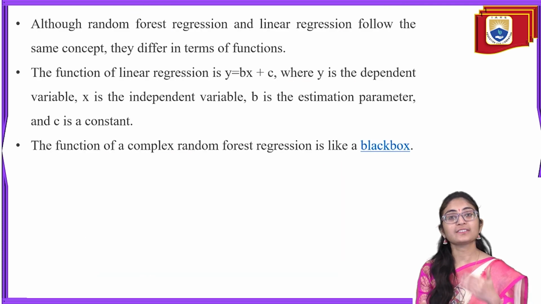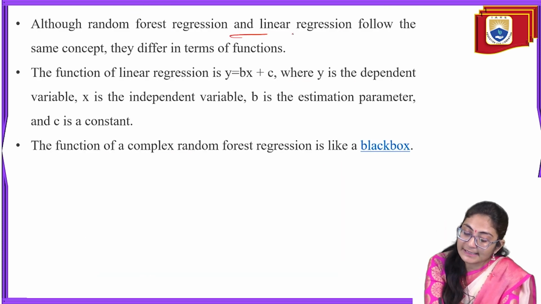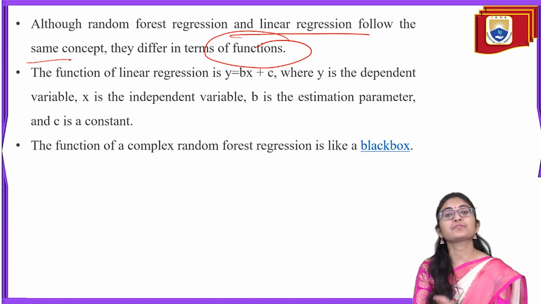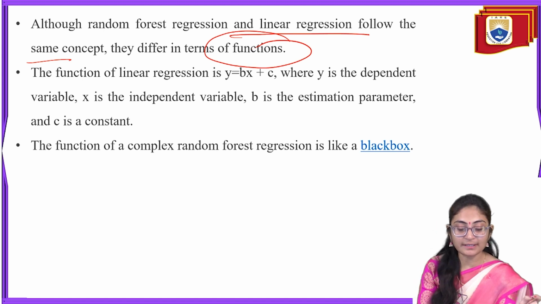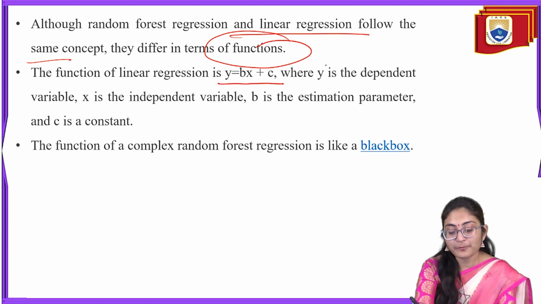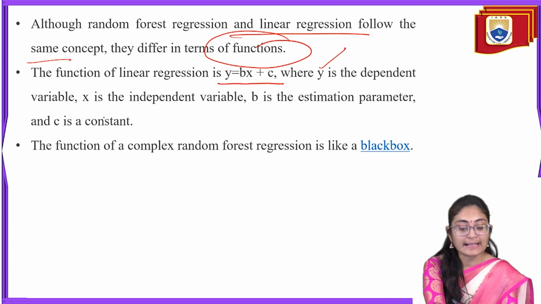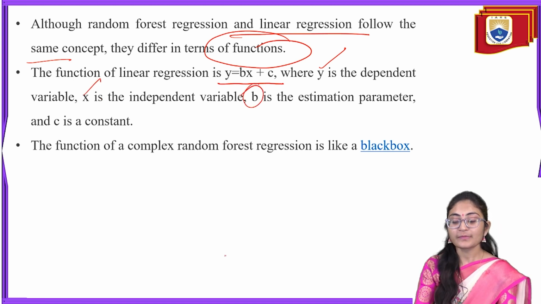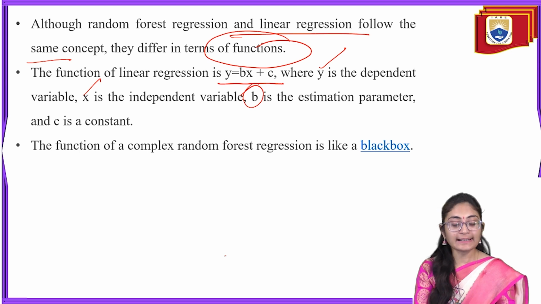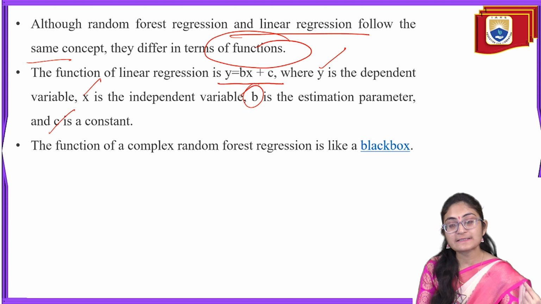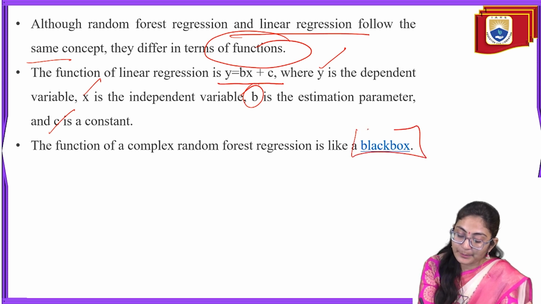Although random forest regression and linear regression follow the same concept, they differ in terms of the function. The function of linear regression is y equals bx plus c, where y is your dependent variable, x is the independent variable, b is your estimation parameter, and c is your constant. And the function of the complex random forest regression is like a black box.